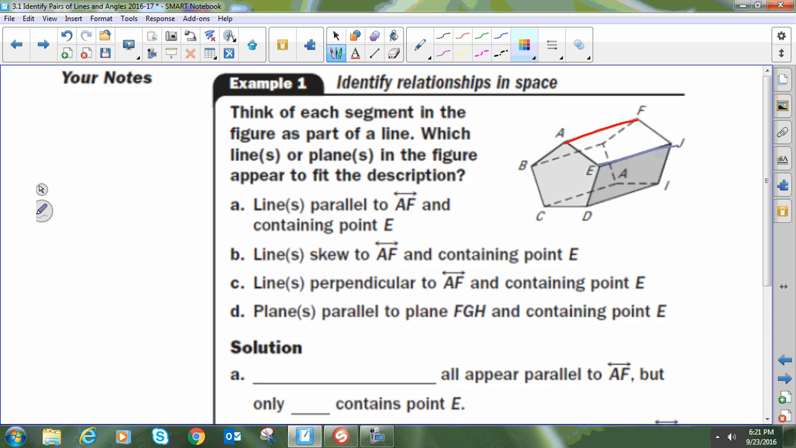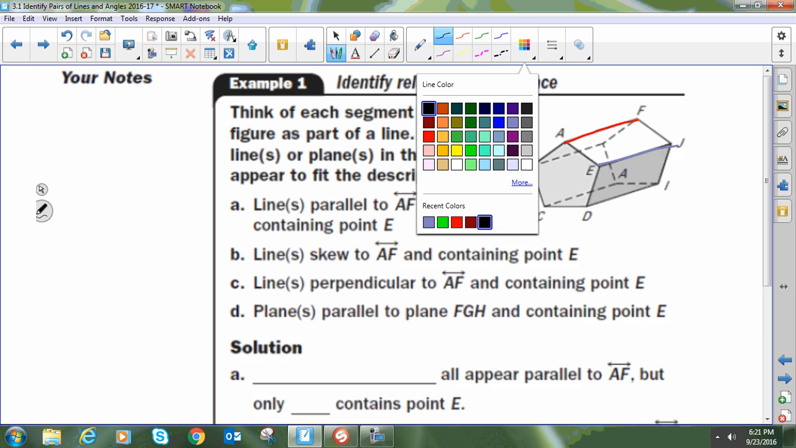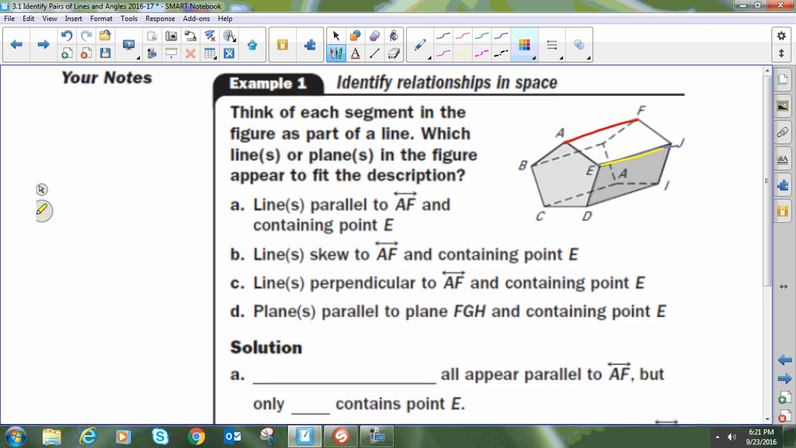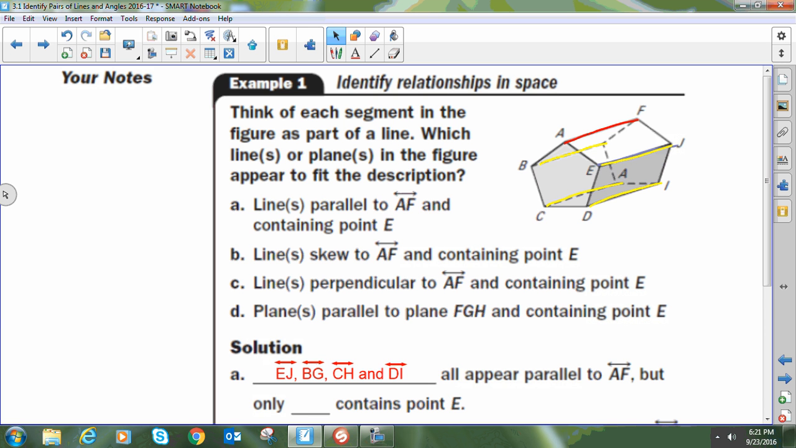Ooh, you can't really see that very well. Let me pick a bright color. Maybe yellow will work. So we have that one, that one, that one, that one. All of those really look like they're going to be parallel to EF, but only one of them will actually go through point E the way we're being asked to.